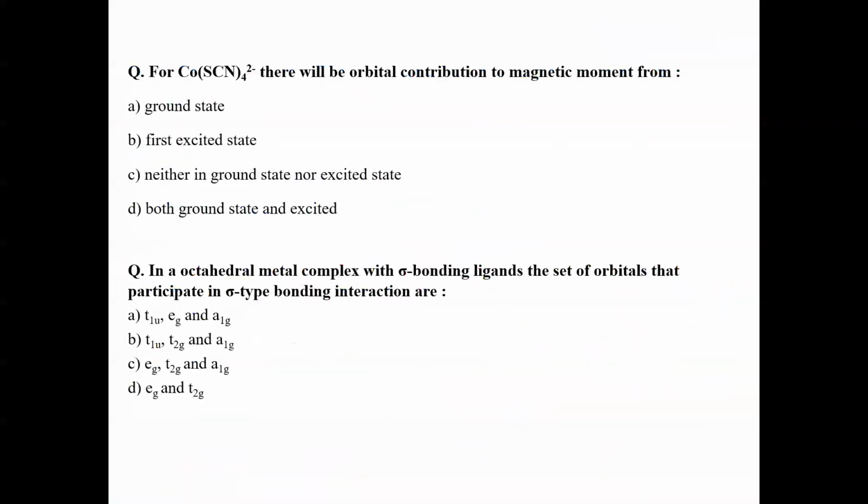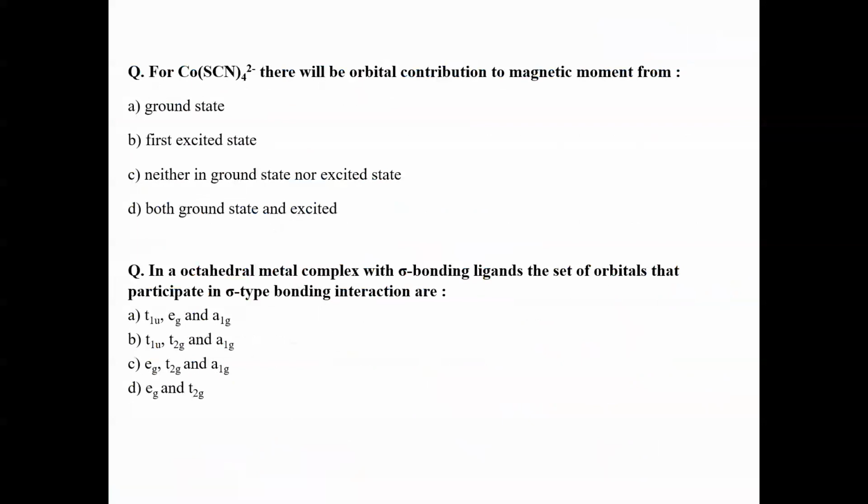So moving to the next two, for this complex, there will be orbital contribution to the magnetic moment from... You have to just identify whether it will be from the ground state, the first excited state, neither in the ground state nor in the excited state, or both the ground state and the excited state will create the orbital contribution.